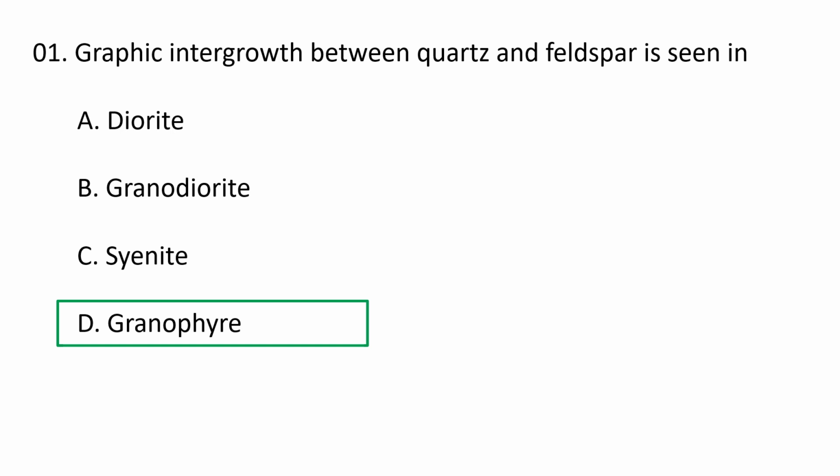Granophyre. So granophyric texture can be similar to the micrographic texture and to the coarser graphic intergrowths of quartz and alkali feldspar. These are common in pegmatite. So graphic intergrowth between quartz and feldspar is seen in granophyre. D is the correct option.